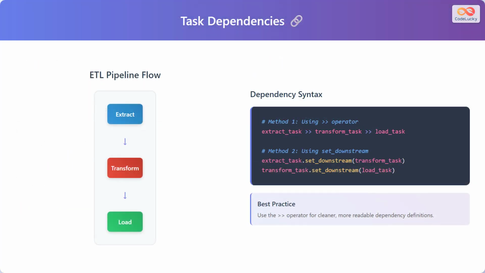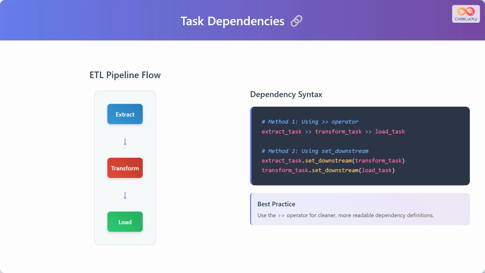Task dependencies define the order in which tasks are executed within a DAG. For example, in this ETL pipeline flow, first the extract task happens, then the transform task, and finally the load task. Here is the dependency syntax. There are two methods for defining dependencies. First, using the right-shift operator: extract_task right-shift transform_task right-shift load_task.